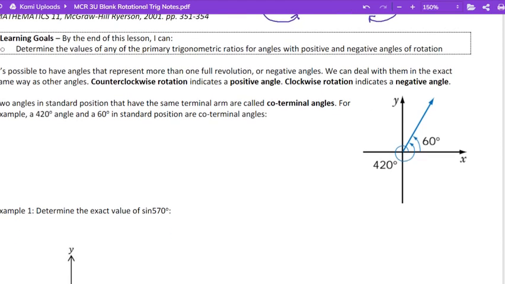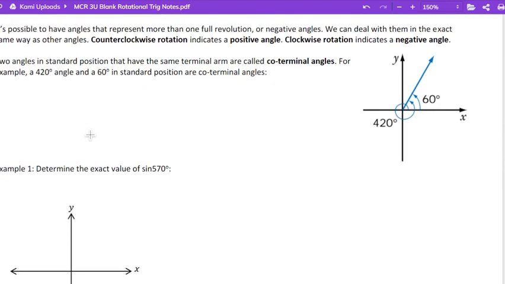And so today what we're looking at is angles that are positive, negative, and greater than 360. So it's possible to have angles that represent more than one full rotation or represent negative angles. We can deal with them in the exact same way as we do with the smaller angles. So what we did yesterday, we still do today. Okay.